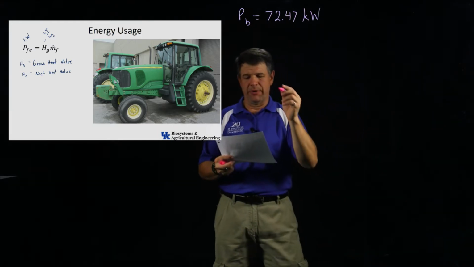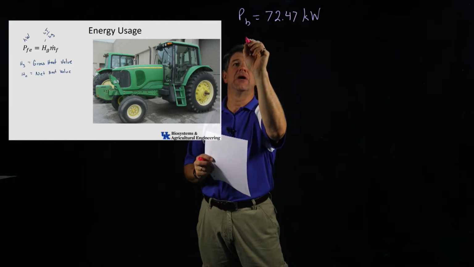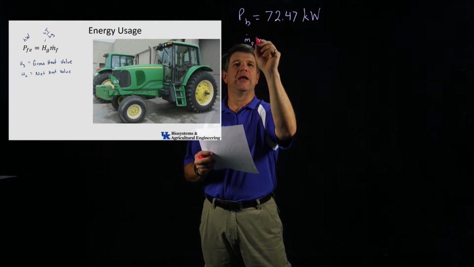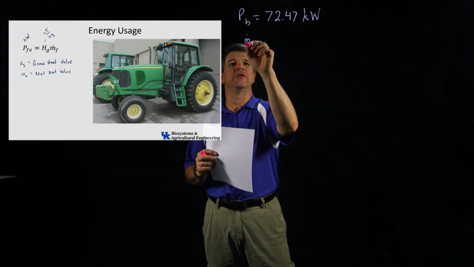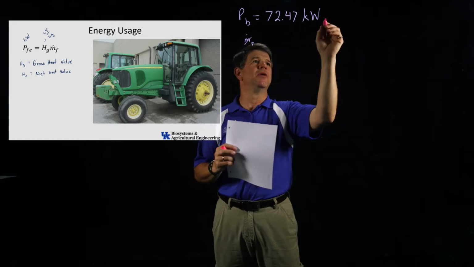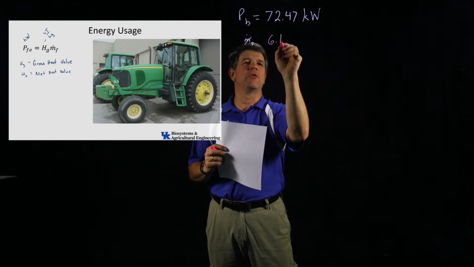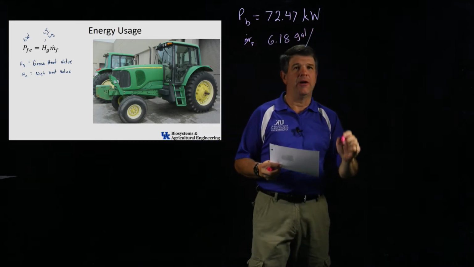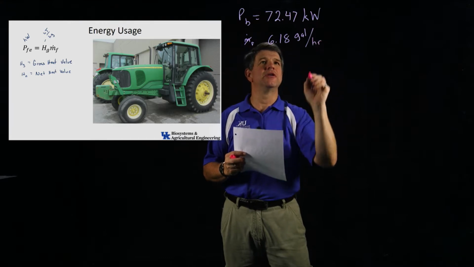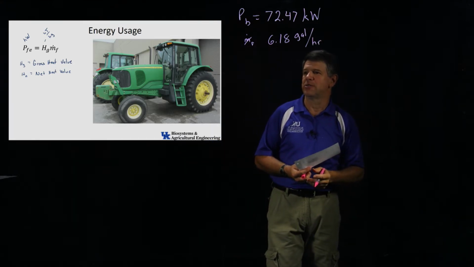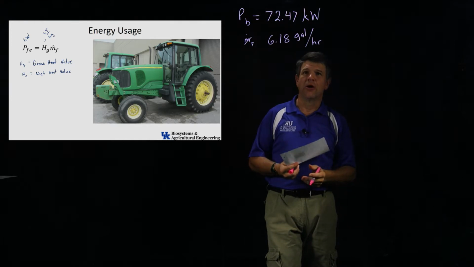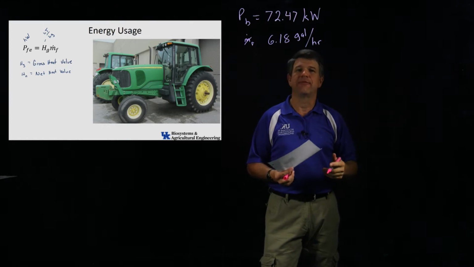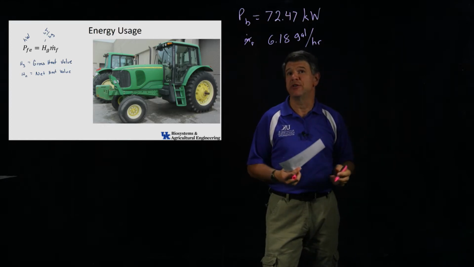Now I can also look up and find out that to do that, it's going to burn, so the fuel usage rate, and this is actually not m dot sub f, so this is actually going to be a volume, so the fuel usage rate is going to be 6.18 gallons, and I'm going to mix up units just on purpose here, gallons per hour. So if it's going to produce 72.47 kilowatts of power, it's going to burn a little over 6 gallons of fuel in an hour. All right, so from that, can I figure out what the efficiency of that engine is?